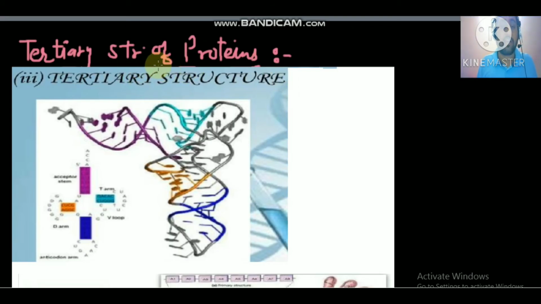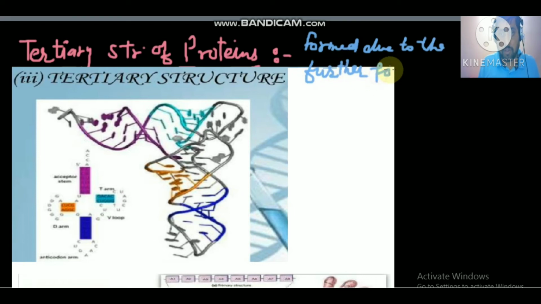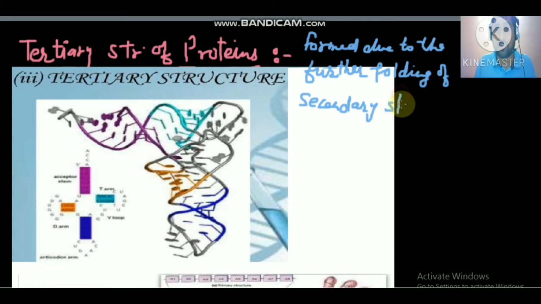Now here is the tertiary structure of the protein, and it is formed due to the further folding of secondary structure. Due to the further folding of secondary structure, we are having the tertiary structure. It can be further divided into two categories.